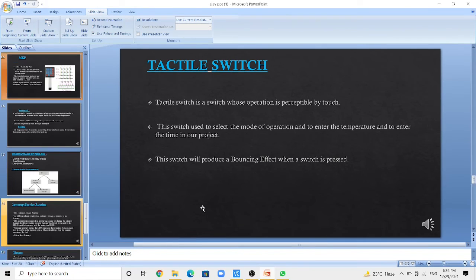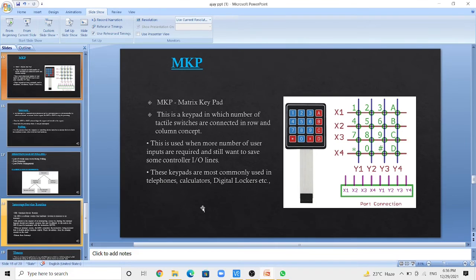Okay, now and then go to next, MKP. MKP stands for matrix keypad. This is the keypad having a configuration of a 4x4 matrix. The name itself says matrix. These are the keys. Okay, this whole thing is called a pad. So totally we call it a matrix keypad.